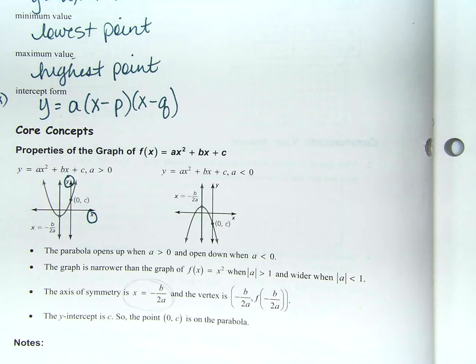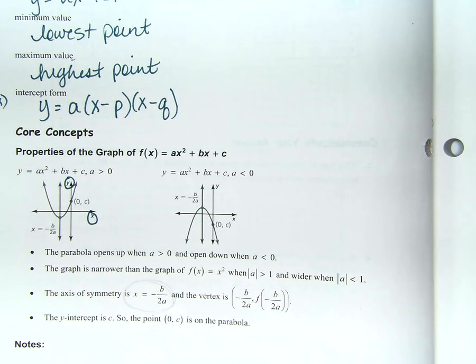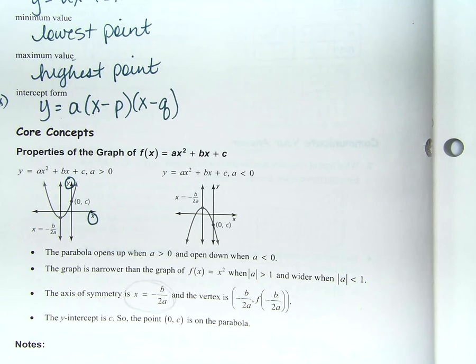Okay? The parabola opens up when a is greater than 0 and opens down when a is less than 0. Guys, what's another way to say that? The parabola opens up when a is positive. That's excellent. The parabola opens down when a is negative. Perfect. Okay? Wait, have we already talked about that? When? Beginning of the year. Absolutely.